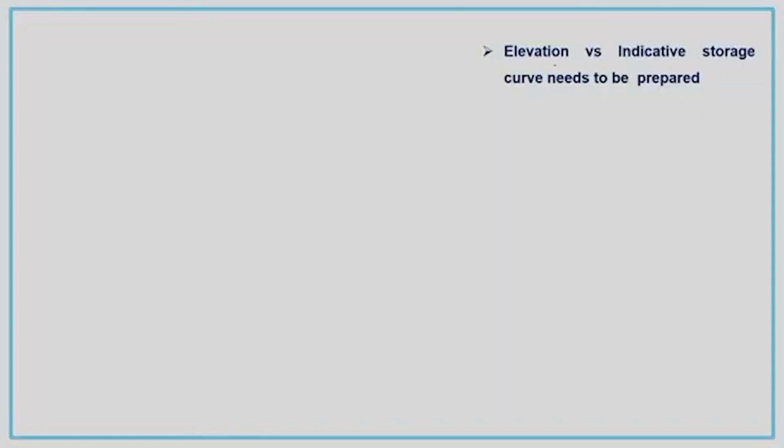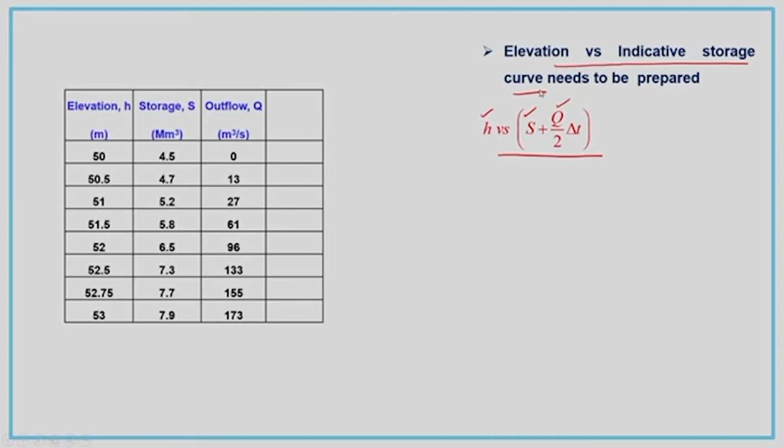First, what we need to do is plot the elevation versus indicative storage curve. What is indicative storage? Indicative storage is S plus Q delta T by 2. So the H versus S plus Q delta T by 2 curve has to be derived. H is given to us, S is given to us, Q is given to us. These are the data given for varying elevation, with corresponding storage and outflow Q. Storage is given in million meter cube and outflow is given in meter cube per second. So you have to be careful about the units while calculating the indicative storage.